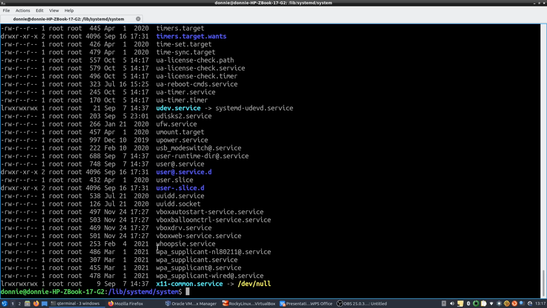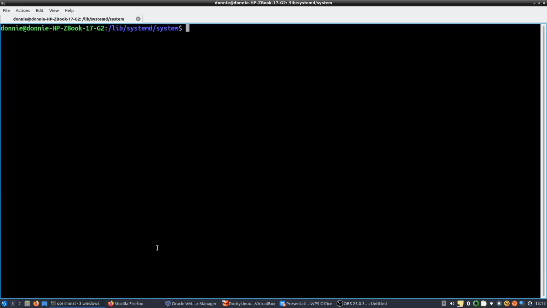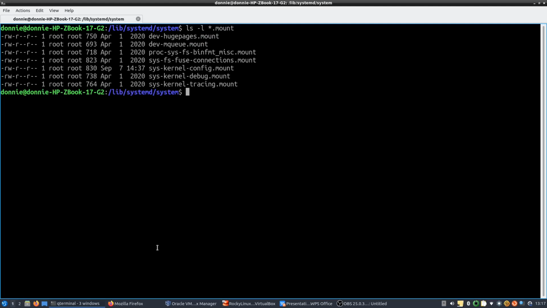But the ones we want to look at right now are the mount units. And you see there we've got several of them: the huge pages, MQ, the proc file system, several for the sys file system, and so forth. But you see that there are none there for our normal partitions. So what's up with that? Where are these mount units for the normal partitions?